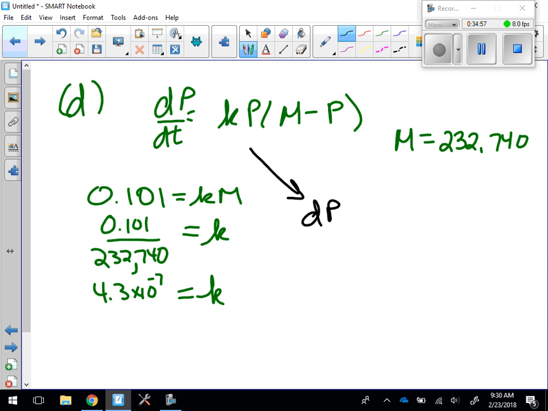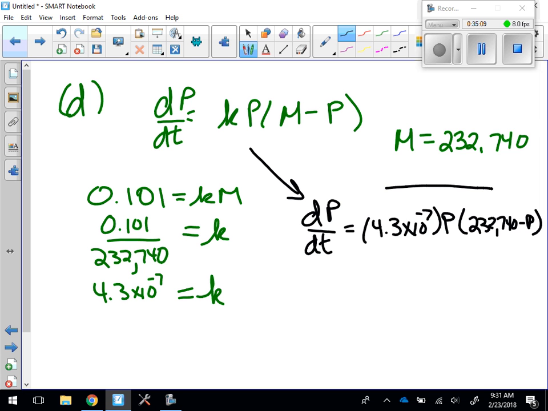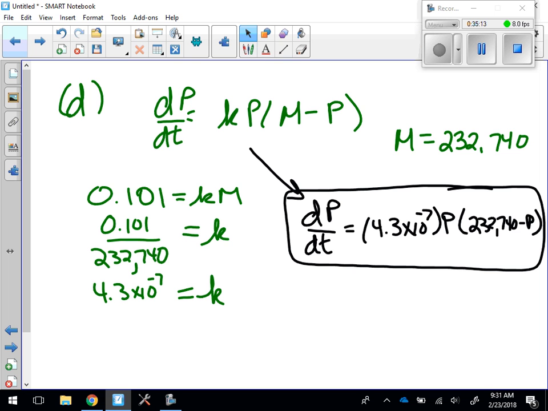So we're going to have dP/dt is going to be 4.3 times 10 to the negative 7 times P times (232,740 minus P). Okay. And that's it. That's all I got for 7.5.